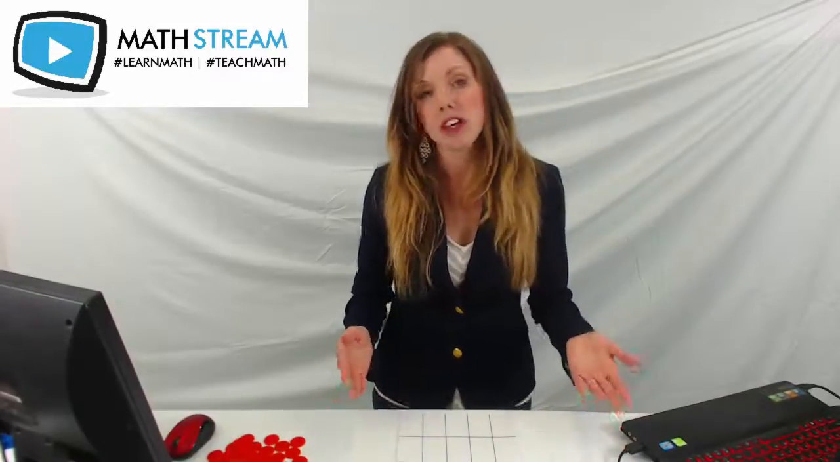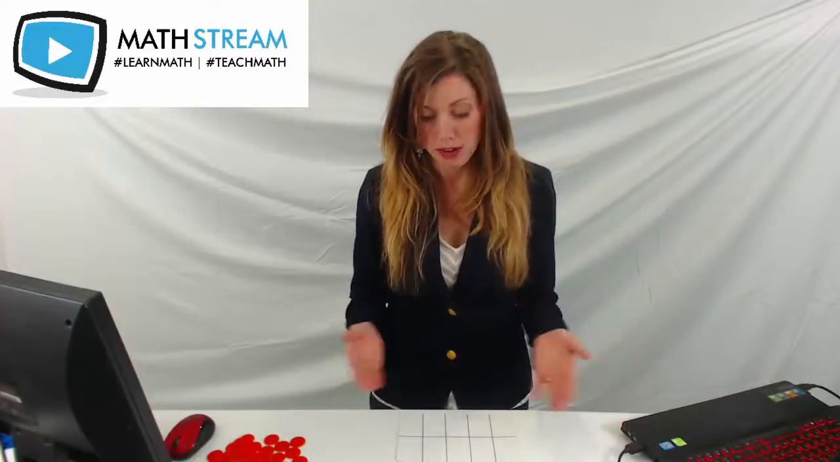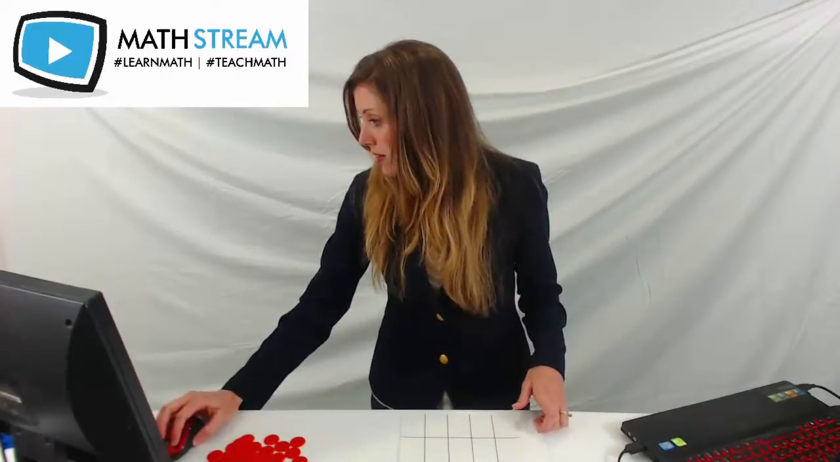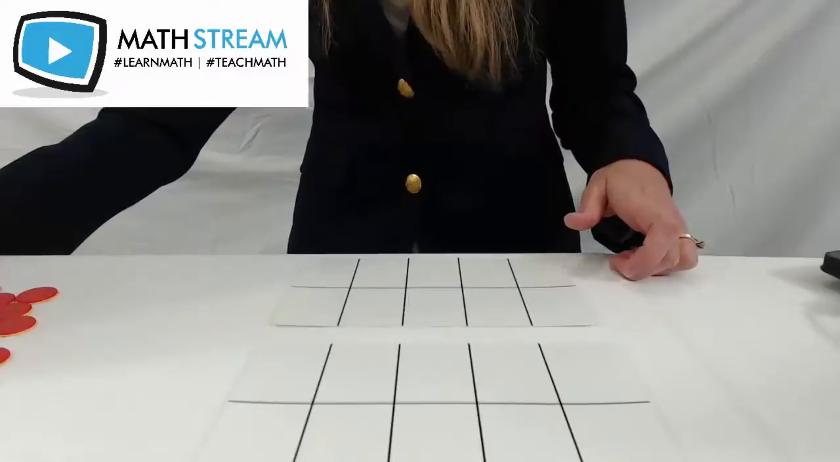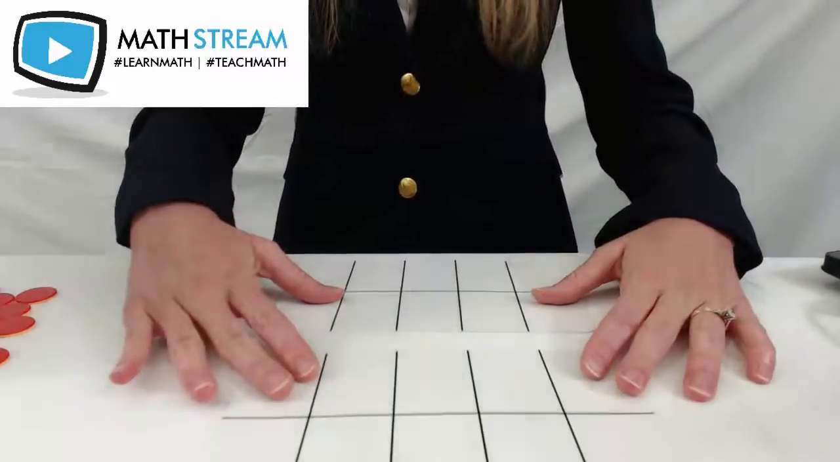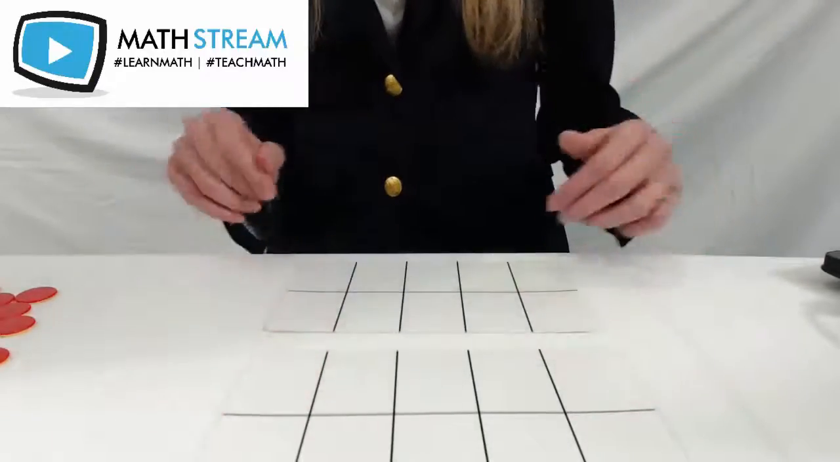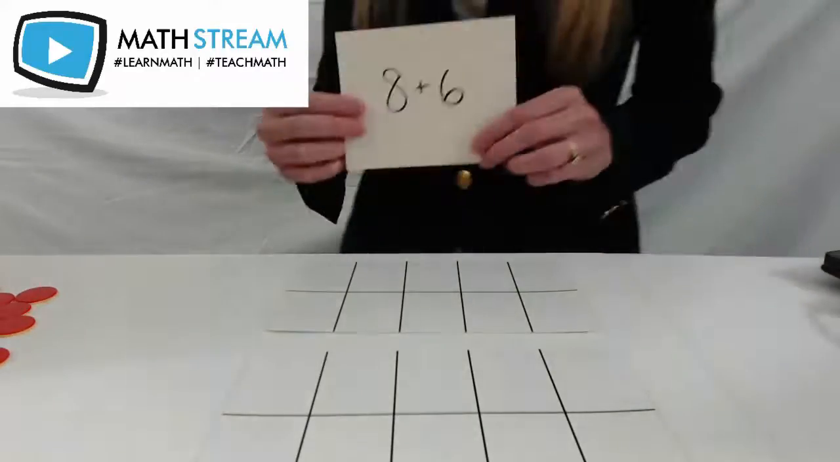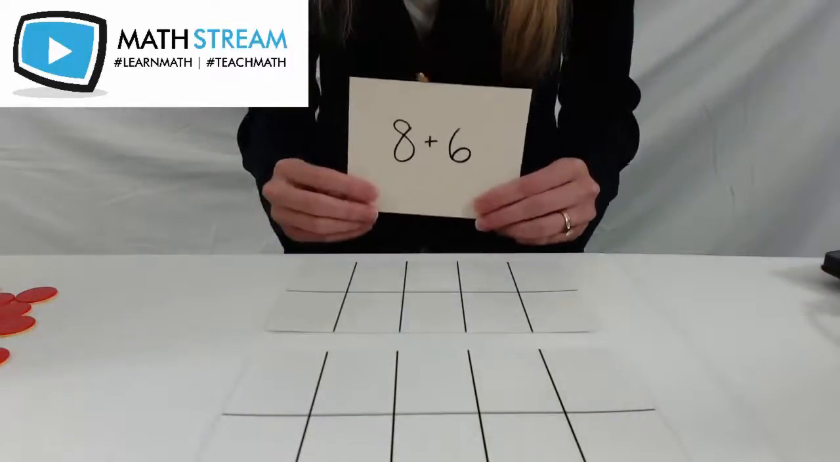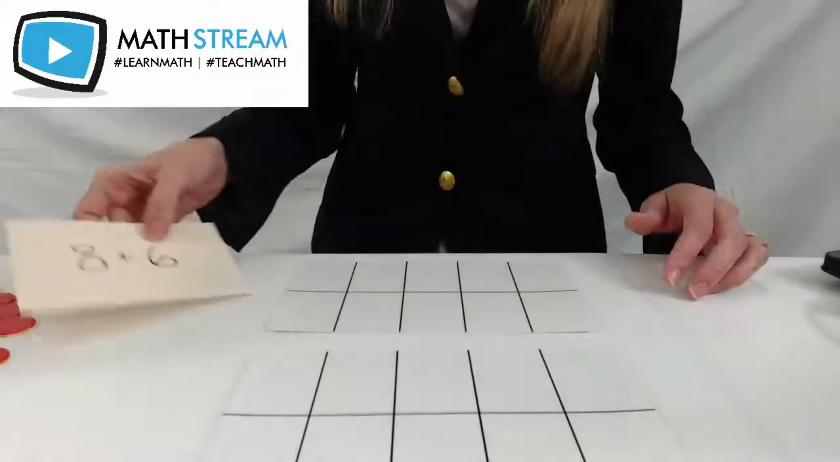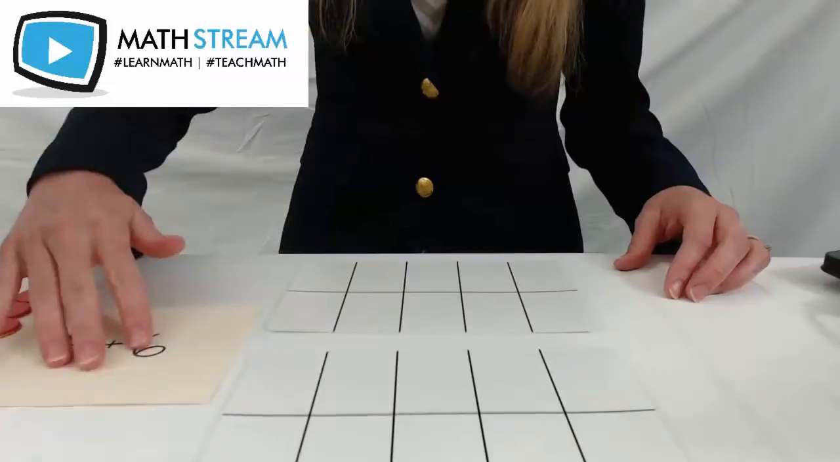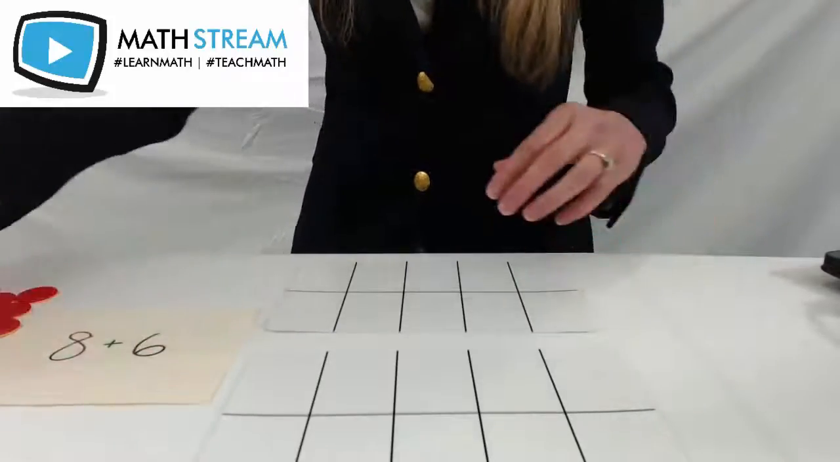How can we use a 10 frame to model that problem? So, come down here and look at this with me. We have two 10 frames. Last time we just had one. This time we have two, and I have this here just to remind us, 8 plus 6. So I'm going to just put this aside to remind us what we're looking to solve. Maybe I'll put it a little closer so you can see it clear.